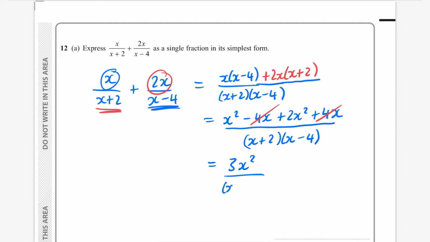I don't think there's anything that we could do. Expanding the denominator isn't going to mean that anything is going to cancel at all. So we can leave it like that. But if you did expand the denominator and you got your x squared minus 2x minus 8, if you had that in the denominator, that's obviously perfectly fine as well.